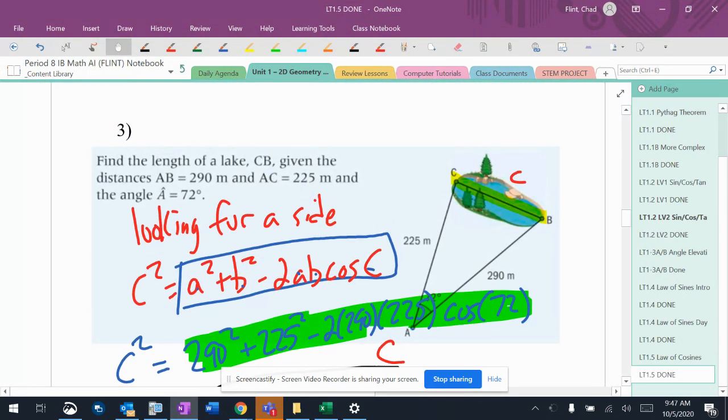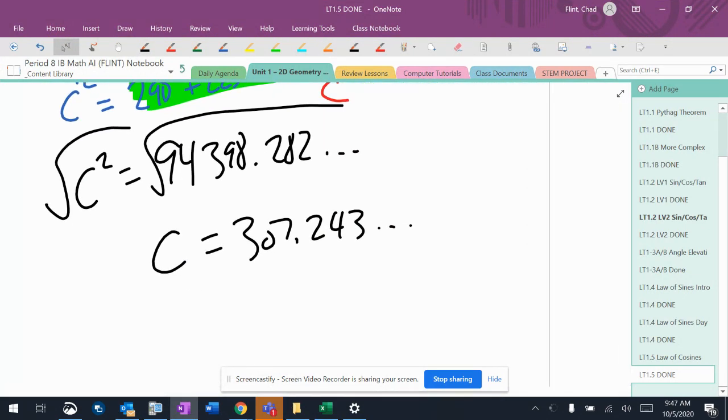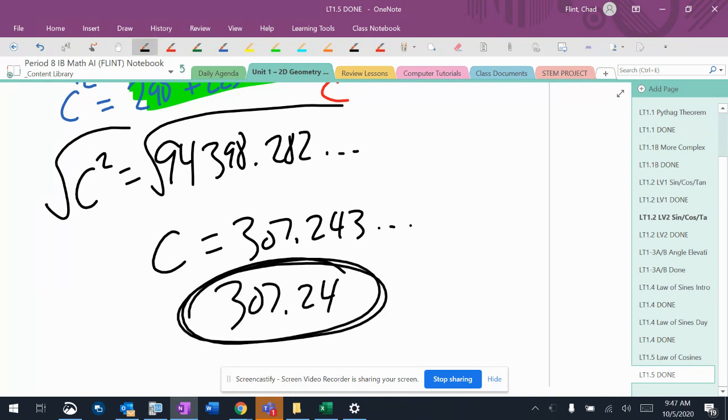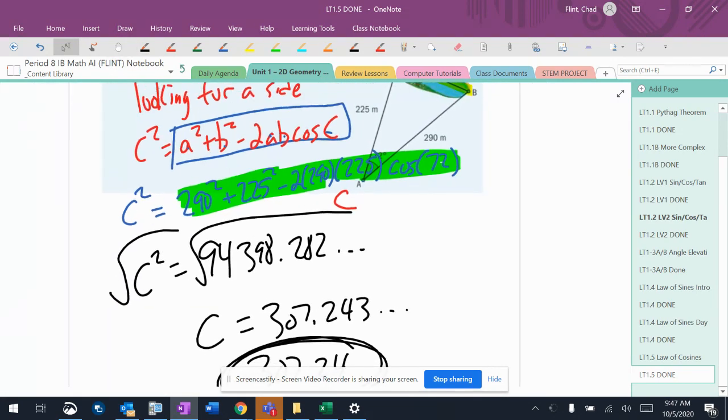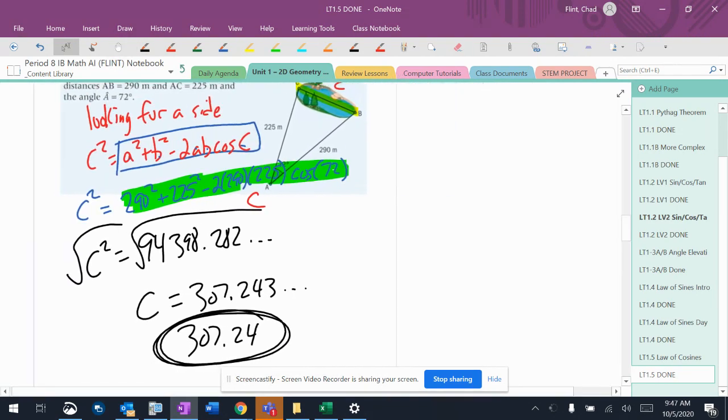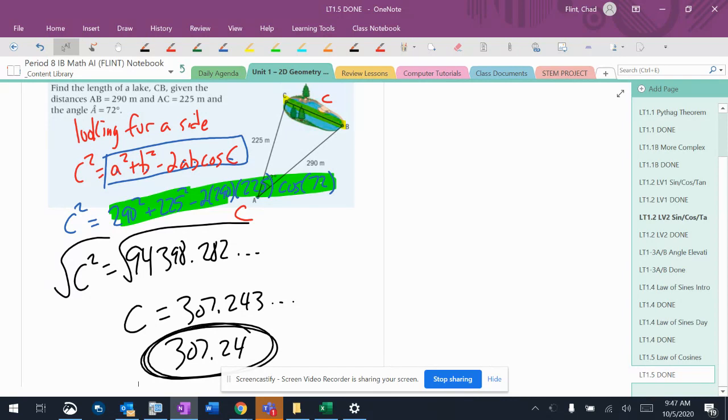And did I say what to round to? It does not. So we're going to go hundredths place for right now. So 307.24. All right, so again, put this all on the screen here. There's not a lot that I have to do besides make sure the numbers are in the right place.